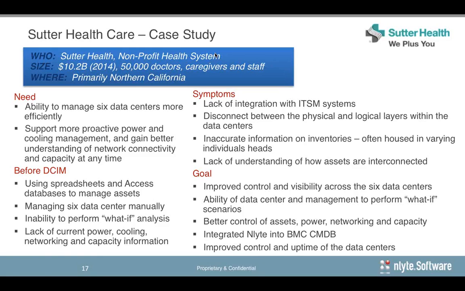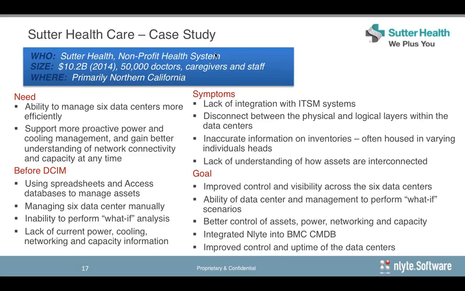That is their goal. They really have the desire, and the company has a huge focus on providing the highest level of service possible. And so for them, that means reaching a 99.99% uptime. By implementing Nlyte, they improved the control and the visibility across these 6 data centers. They have the ability to perform what-if scenarios around power, around capacity, around consolidations, around migration, because the system is all automated and it's all managed through software.